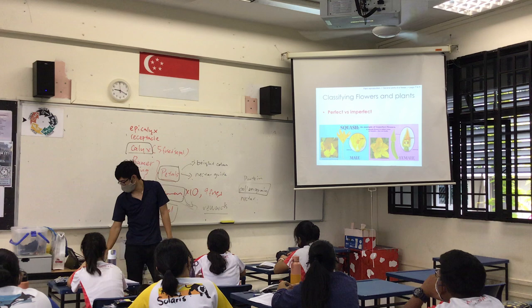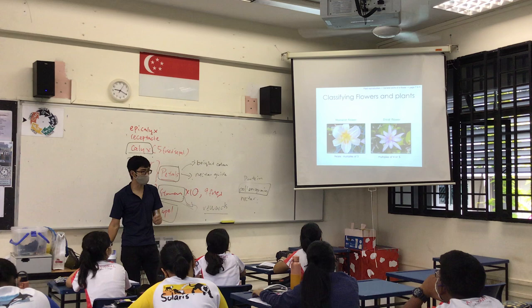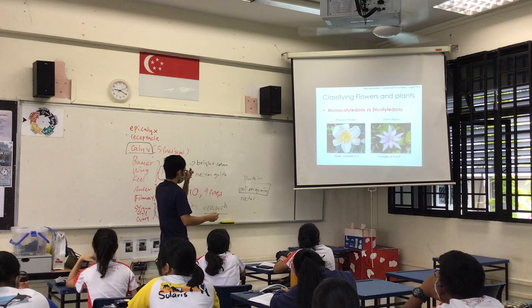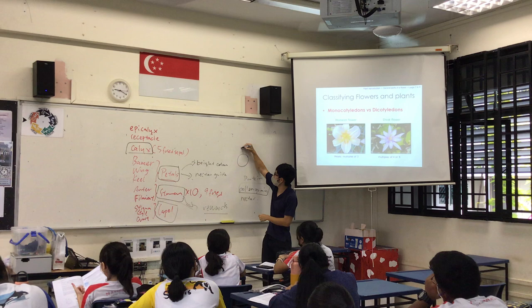Another terminology I'd just like to introduce to you. Monocotyledon, dicotyledon. Sometimes you find that from a seed, when they first sprout out, they may come with two leaves when they first come out.